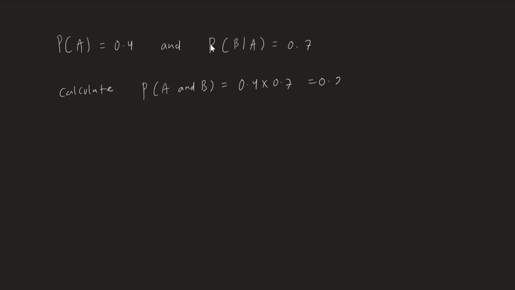Now, let's pause here. That would be for probability of A and B. But if you gave me probability of A is 0.4 and probability of B, let's say 0.6, and then asked how to calculate probability of B given A, how do I do that? How do we know probability of B given A?